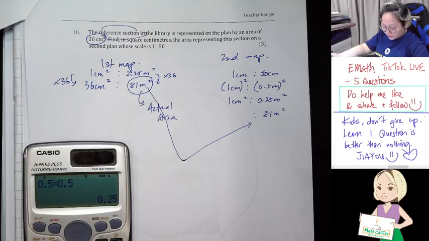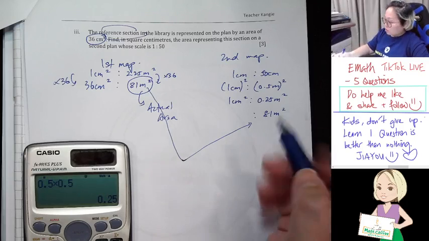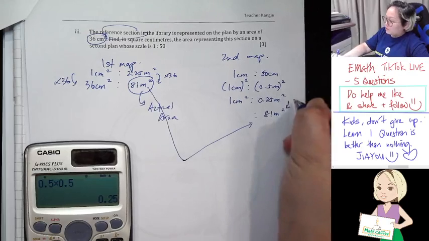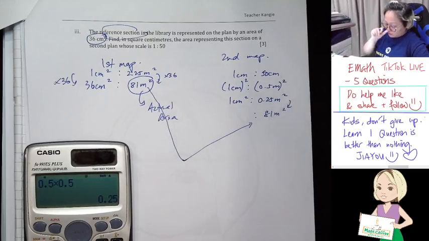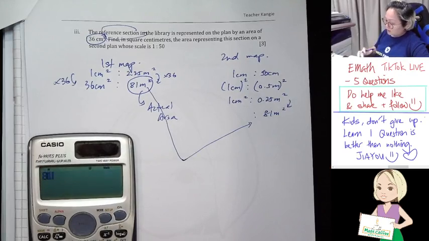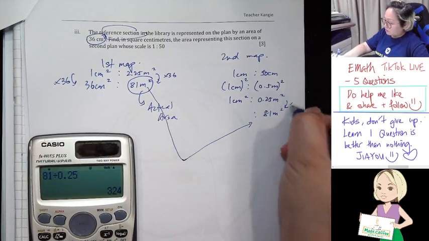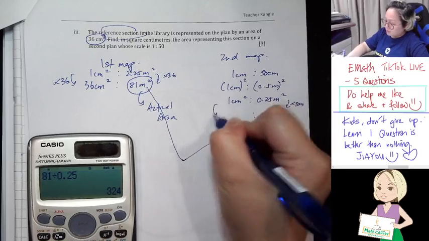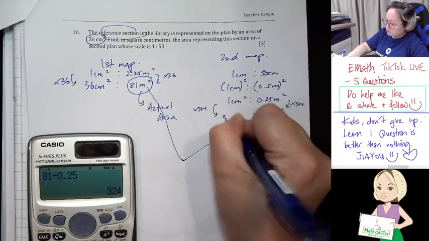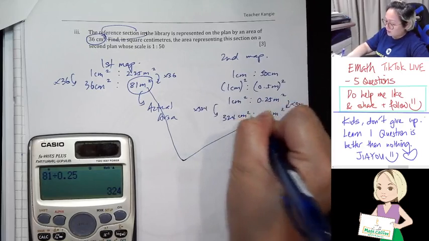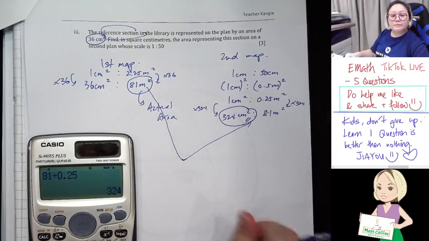No, km to meter is times 1000. Meter to km is divided by 1000. Okay, so over here, same thing. 0.25 times what give you 81? So I'm going to do 81 divided by 0.25. So I know I need to multiply by 3 to 4. So this side also multiply by 3 to 4. So it's 324 cm squared. Done. Can?